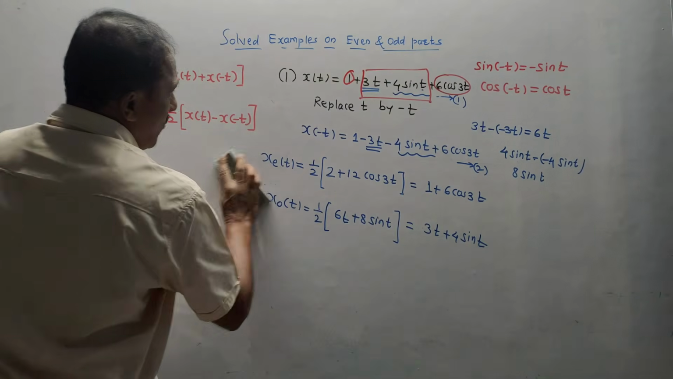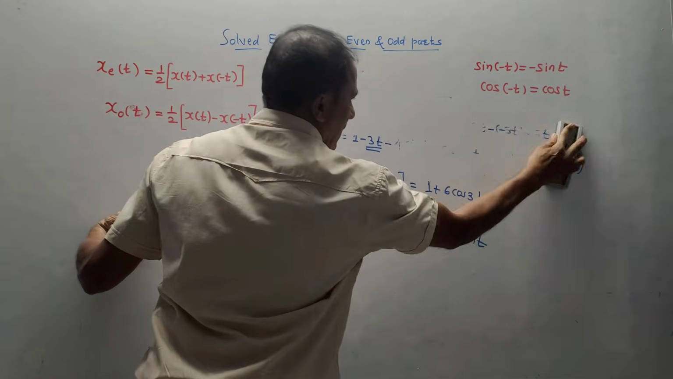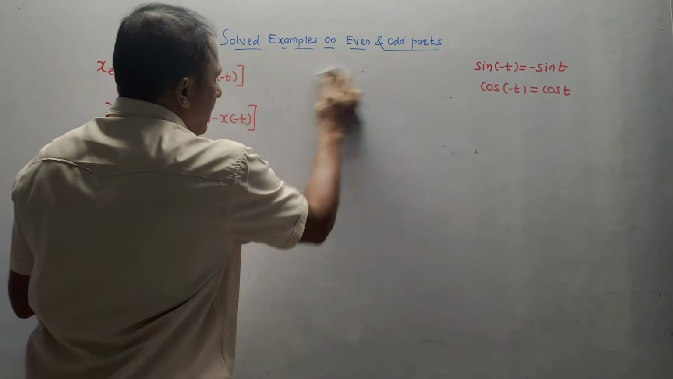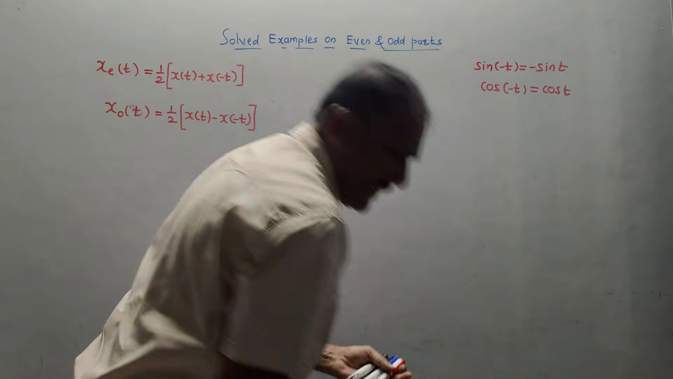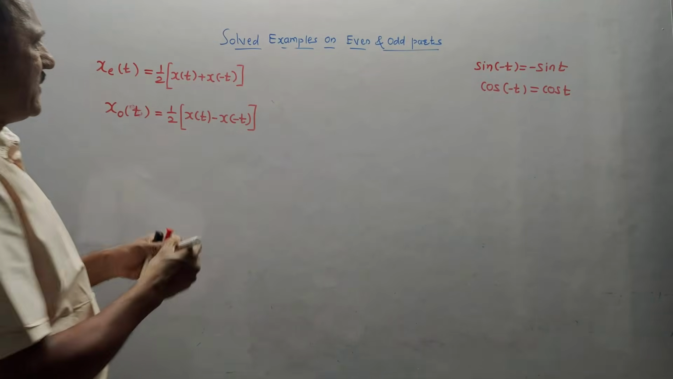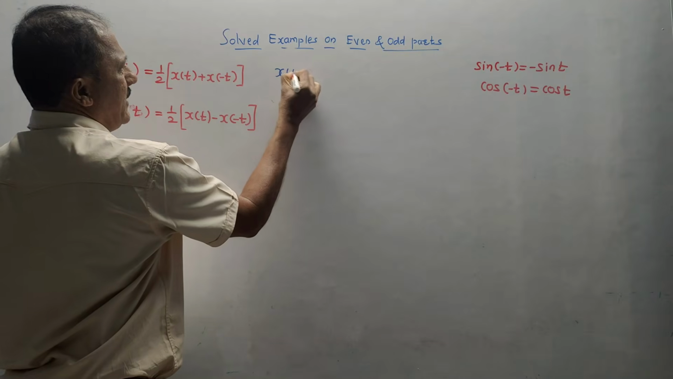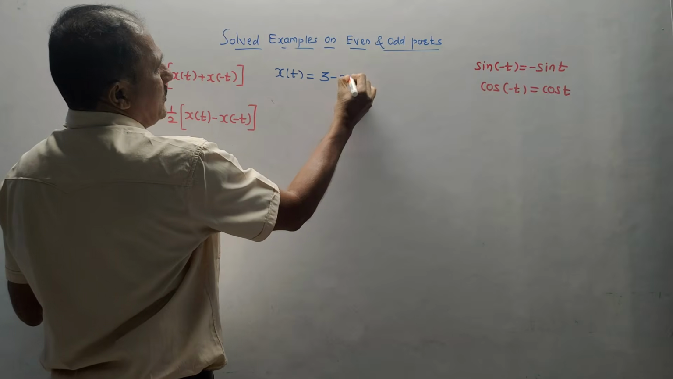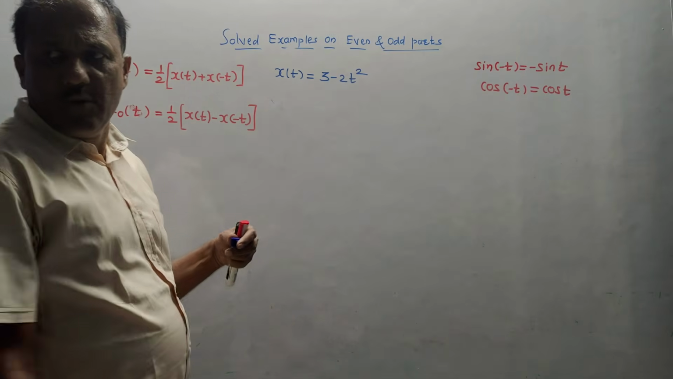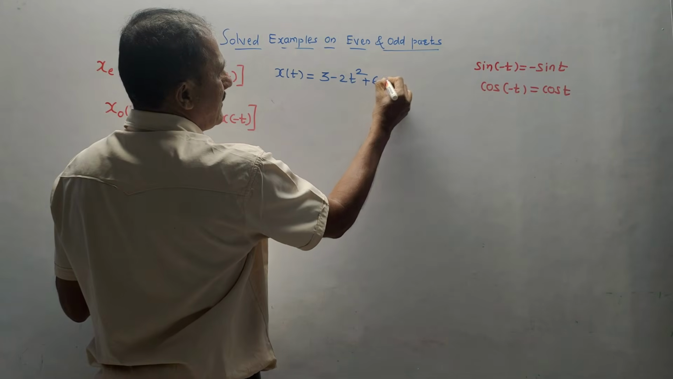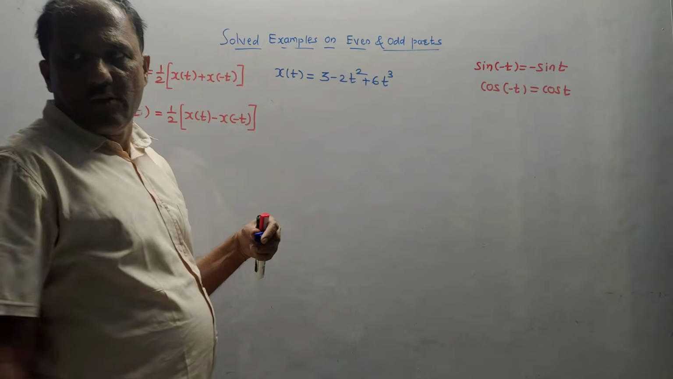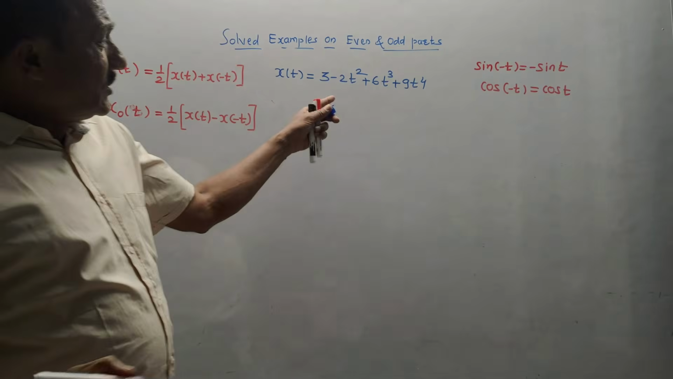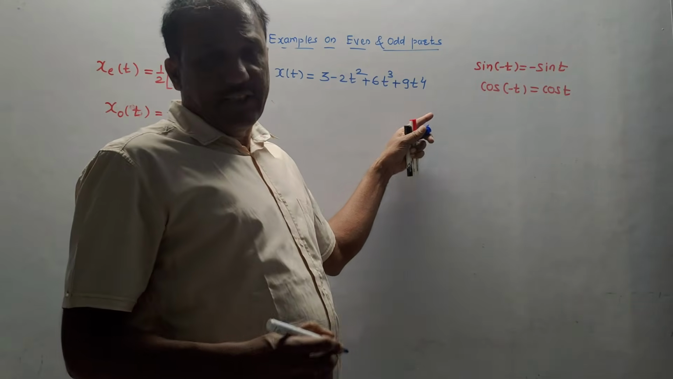Let us solve a few more numericals related to this. The procedure is the same. Formulae are again the same. Values will be different. Suppose the given equation is x of t is equal to 3 minus 2t square plus 6t cube plus 9t raised to 4. Now there is no sine and cosine term, so relatively this numerical is simple.